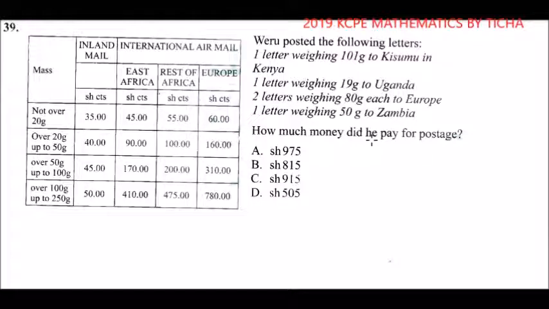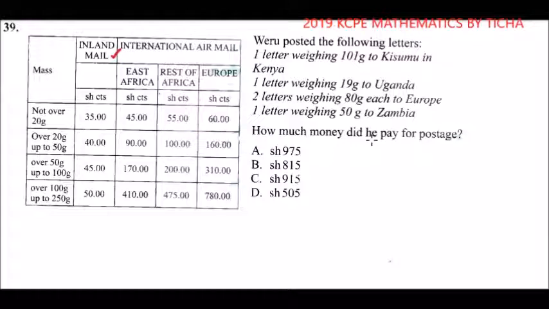So we have been given a table here. Normally for letters you pay your postage depending on the destination and the weight of the letter. So in the table, the second row is where we have the local letters, that is in Kenya.